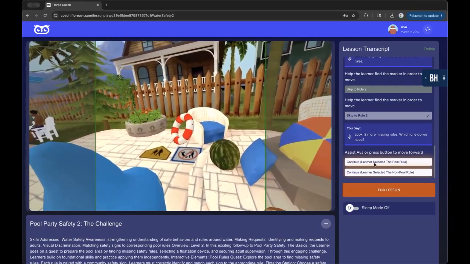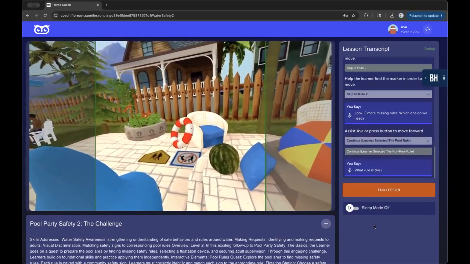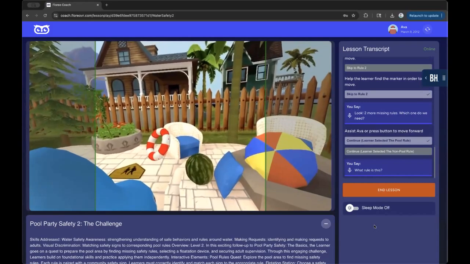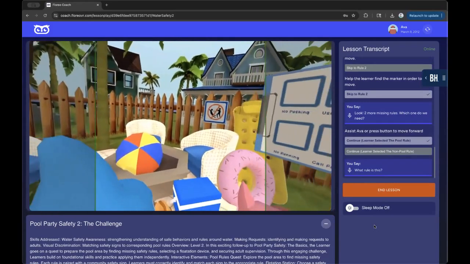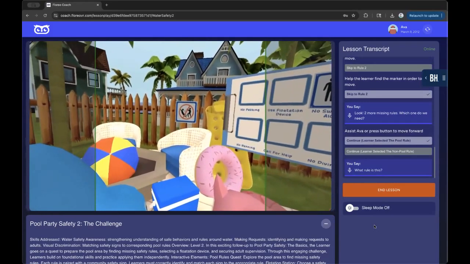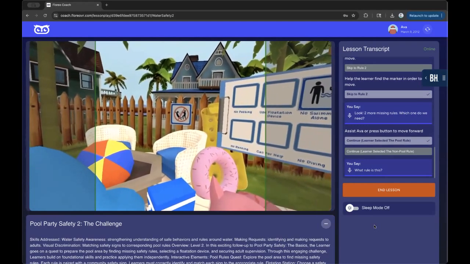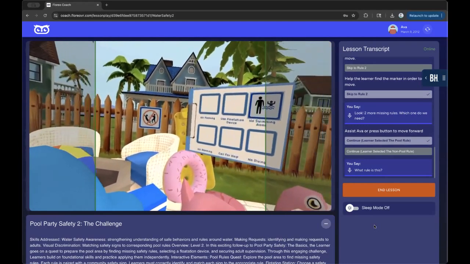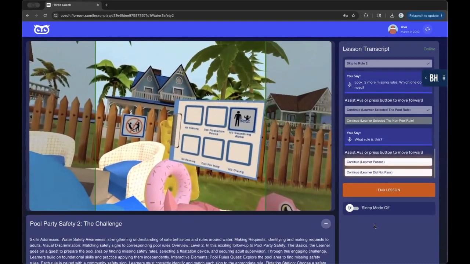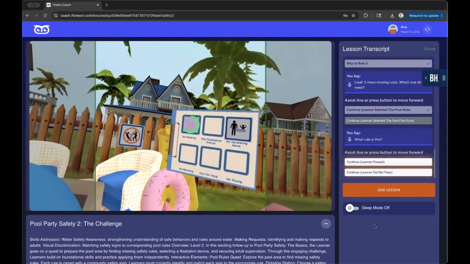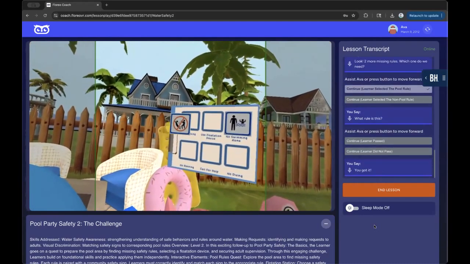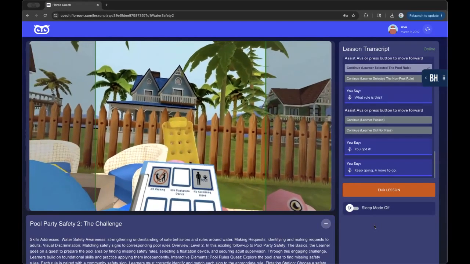So here I'm going to select this button. She got it right. Awesome. So what rule is this? Now we have to actually match it to the right rule on our clipboard. So it looks like it's telling me not to push people into the pool, which is a really good idea. Yes, that's right. We all like to feel comfortable and safe when we're around the pool.